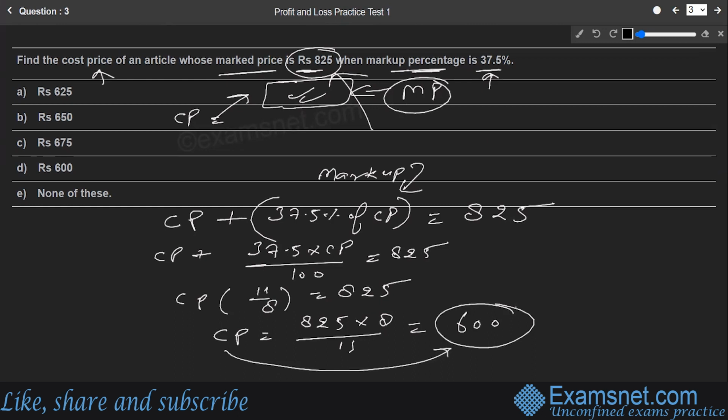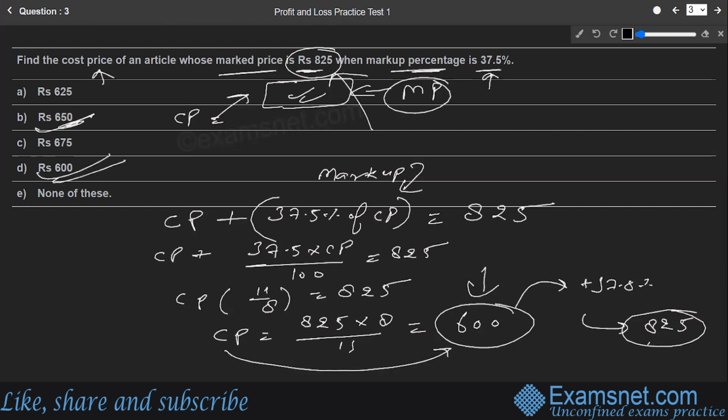That means 600 would have been marked up by 37.5%, which would have given the mark price as 825 rupees. So the right answer is cost price is nothing but 600, which is available in option number D. It's rupees 600.